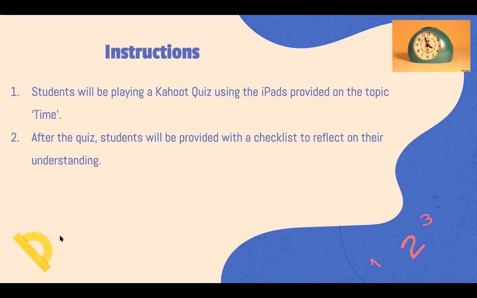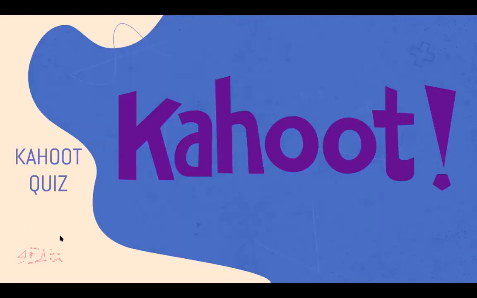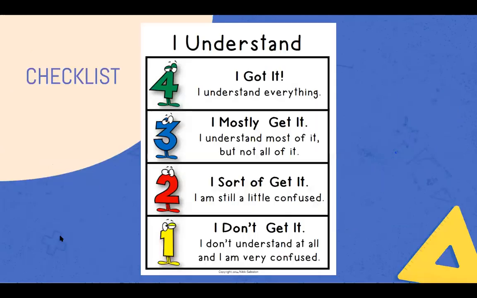Research also shows that by incorporating games in the classroom, students' participation increases. Next, students will be provided with a checklist to reflect on their understanding. By doing a checklist, it can help students feel in control and hold them accountable by removing obstacles to success. This will be the Kahoot quiz given to students, and the link will be in the description box. And this will be the checklist provided to students.